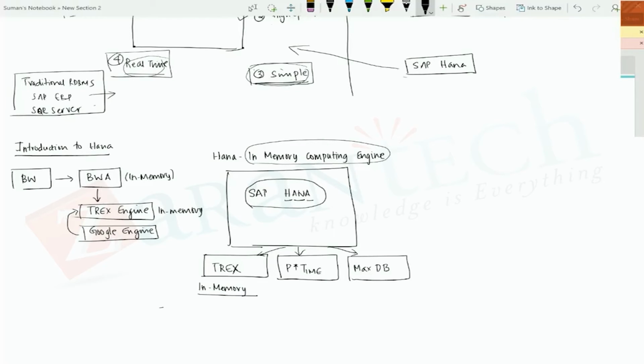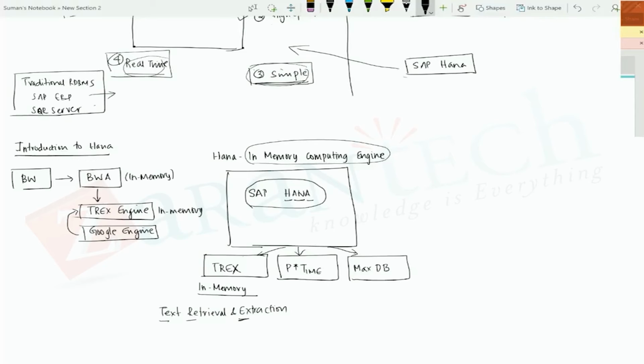What does TREX stand for? Text Retrieval and Extraction. That is what is called the TREX engine. So all the in-memory computing capability that is happening within your in-memory is given by this functionality called TREX. We will go into the next level of detail on what happens within this in-memory, but to keep it at a high level, anything to do with your in-memory functionality is driven by this TREX engine in your SAP HANA.